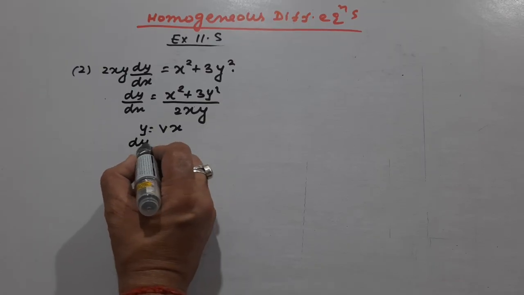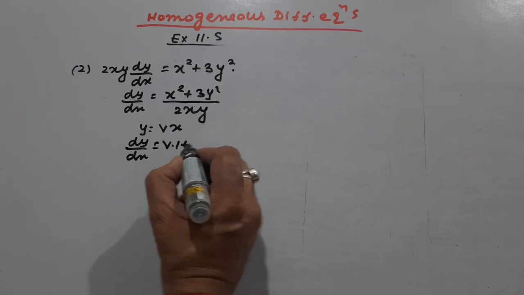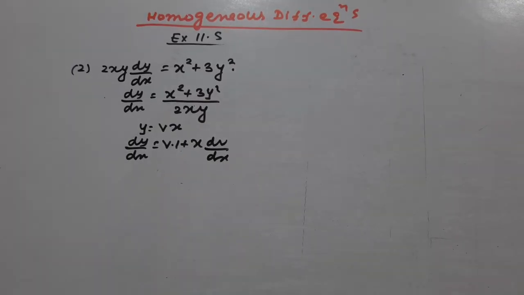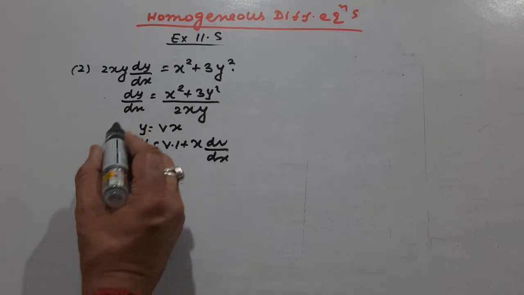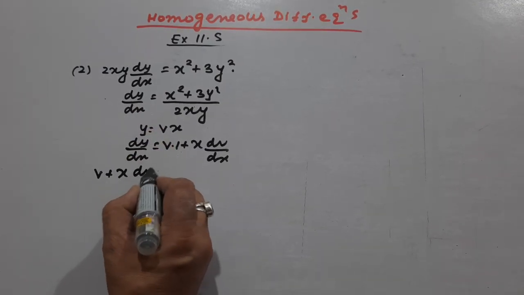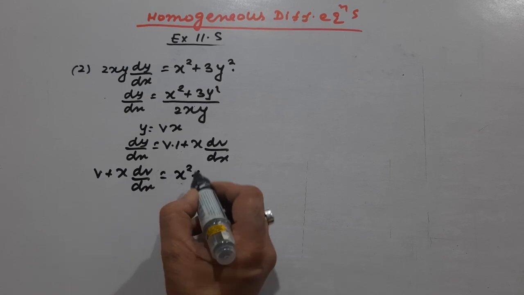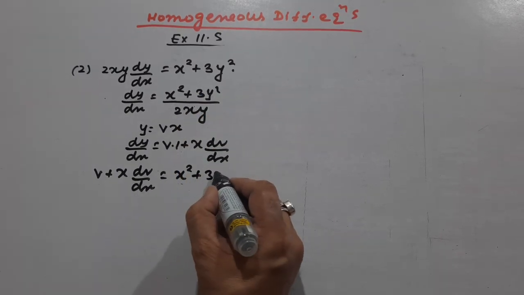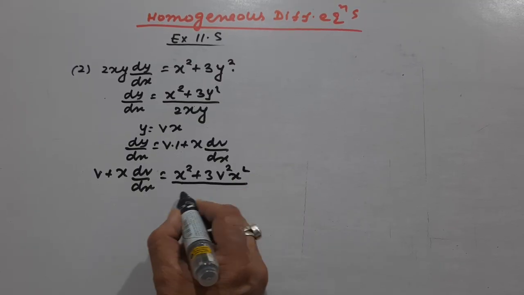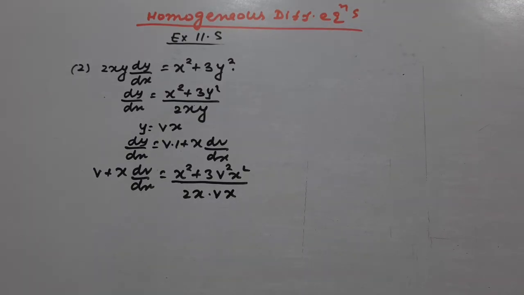Now differentiating, we get dy upon dx equal to v into 1 plus x dv upon dx. Now in place of dy upon dx we write v plus x dv upon dx equal to x square. Now in place of y we can write vx, so we get v square x square, and 2x, in place of y we can write vx, like this.